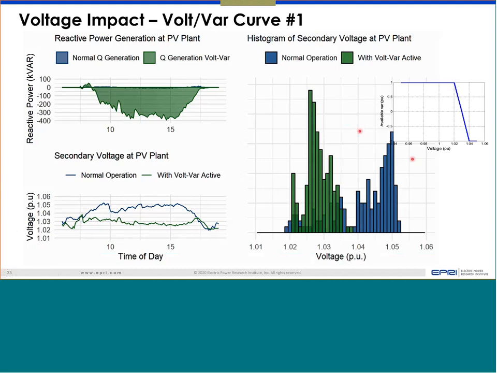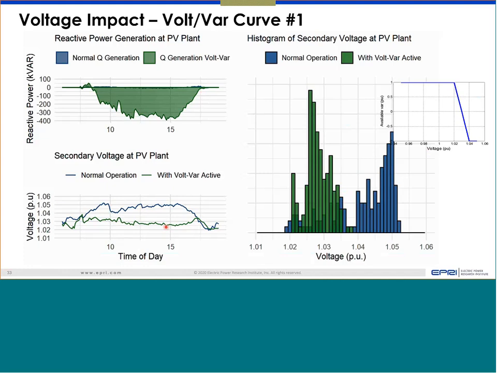So now, unity power factor day, for a large amount of time voltage was higher than 1.04. By absorbing this much var, following this volt-var curve, like it was mostly operating in this part, it managed to bring most of the voltage below 1.04. So that's the comparison here.